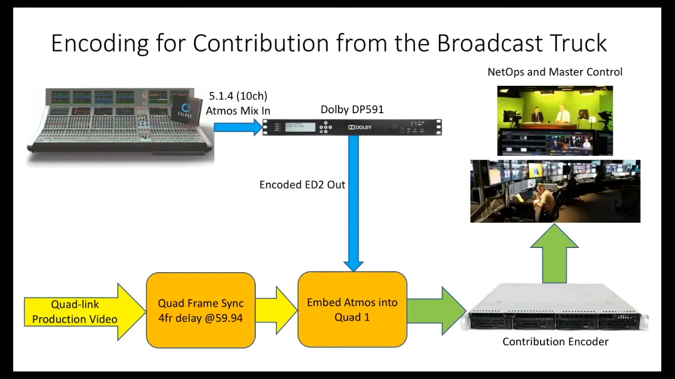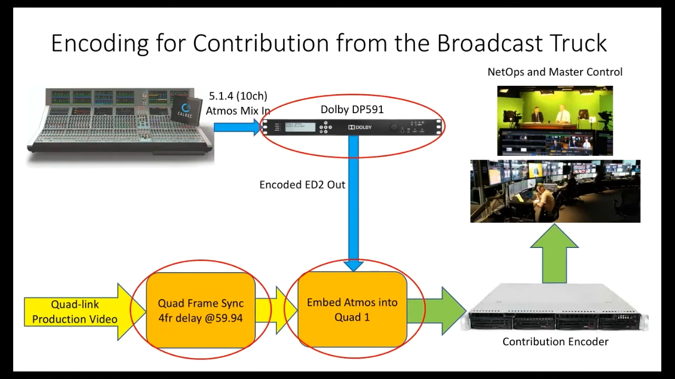In Europe, where they're using the contribution codec ED2, that would be pretty much identical, except the latency is smaller. It's only 4 frames at 59.94 or 50, and still it's embedded into quadrant 1. It hits a contribution encoder and is then relayed to network operations for switching and master control, ad insertion, and studio shows.